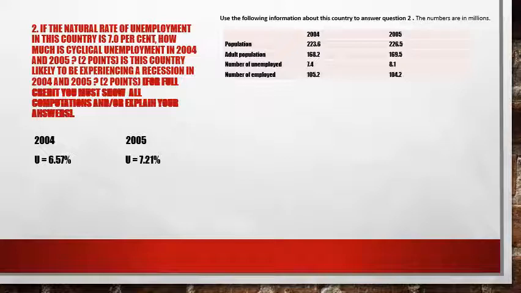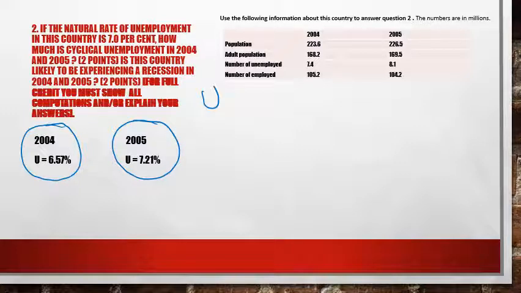Okay, so before I go any further, I want to clarify something. First, here are the answers from the previous calculations. 2004, 6.57%. 2005, 7.21%.